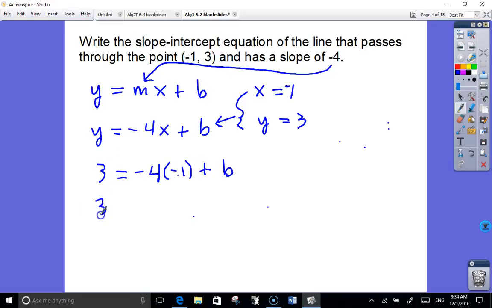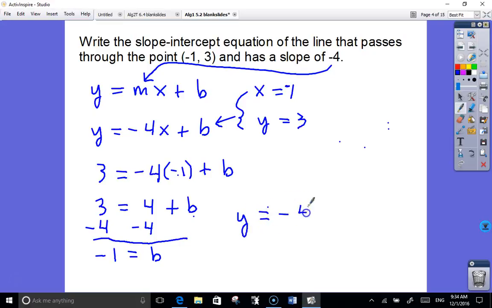3 equals -4 times -1, which is 4, plus b. Solve for b. Subtract 4. -1 equals b. Okay, so we already knew the slope. Now we know the b, so here's our equation. Y equals -4x minus 1.